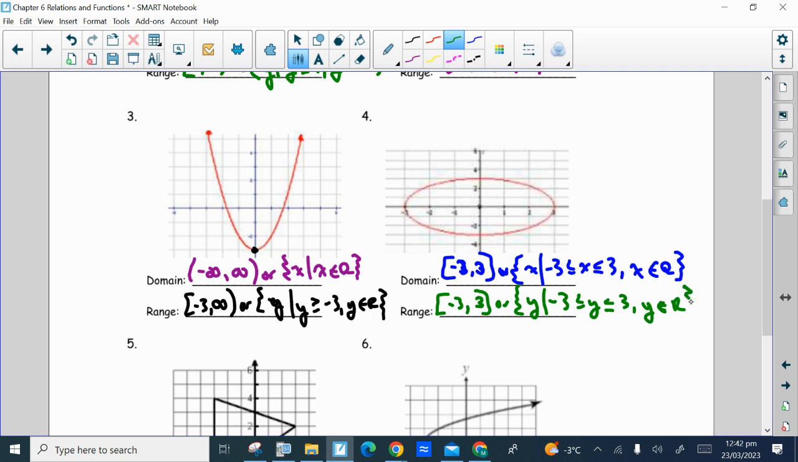Okay, so those are the options that you would use for the domain and range. You could also say them in words. The domain for that last one in words would be all real numbers between negative 3 and positive 3 inclusive.